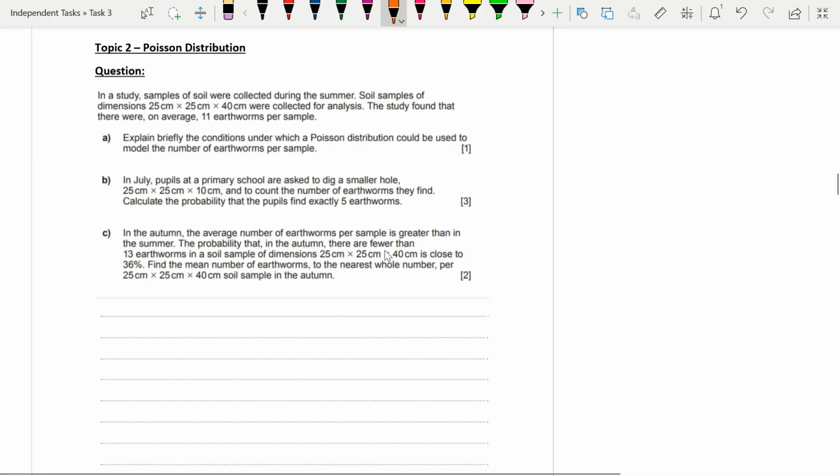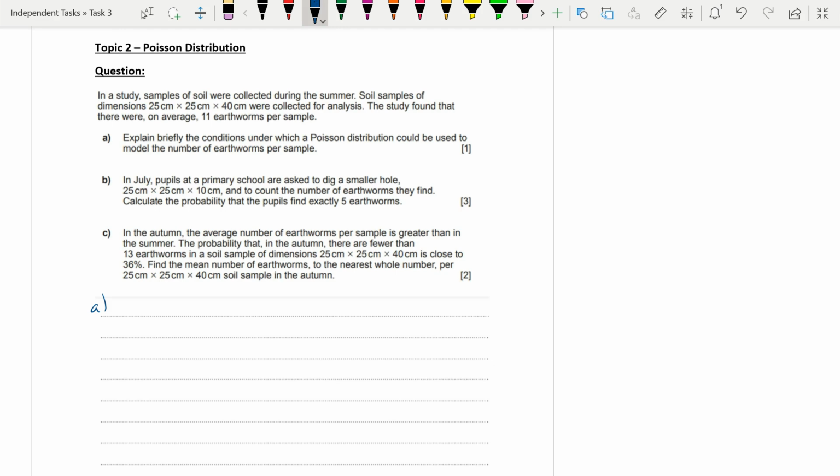Right, so for the next one, we've got Poisson distribution. Okay, so in a study, a sample of soil was collected during the summer. Soil samples with dimensions of 25, 25, and 40 were collected for an analysis. The study found that there were, on average, 11 earthworms per sample. So per this volume here, there were 11 earthworms. So part A is: explain briefly the conditions under which Poisson distribution could be used to model the number of earthworms per sample. Okay, so we've got a few things with Poisson distribution.